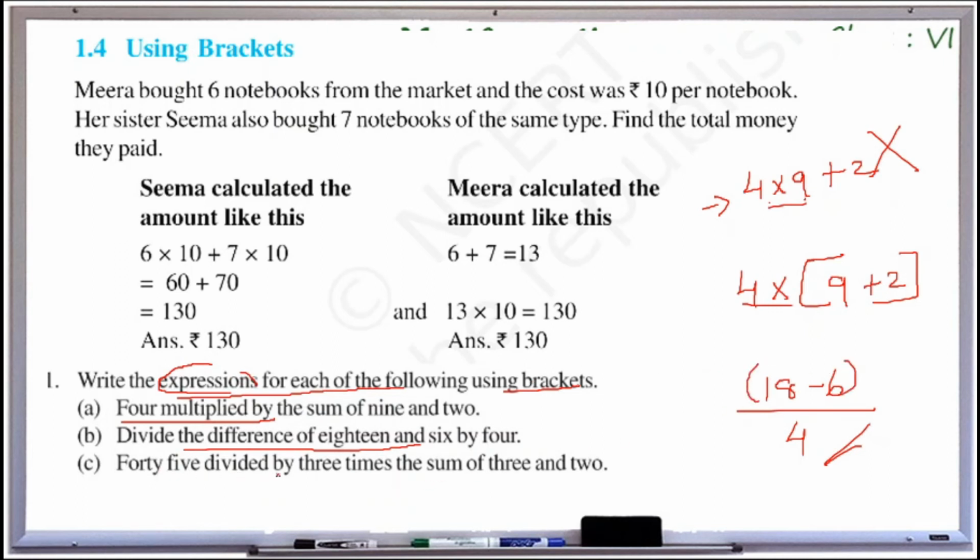4 divided by 3 times the sum of 3 and 2. Here 4 is divided by 3 times, and 3 times means 3 into the sum of 3 and 2. So this is how we are expressing it using brackets. The answers are given here.